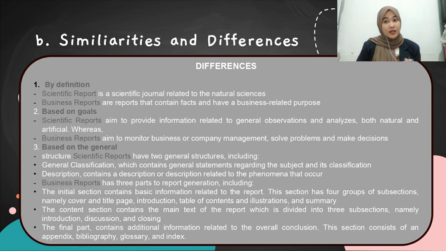The differences between these two reports are divided by several types. The first one, by definition. A scientific report is a scientific journal related to natural science, and business reports are reports that contain facts and have a business-related purpose. Second, based on goals. Scientific reports aim to provide information related to general observation and analysis, both natural and artificial. And business reports aim to monitor business or company management, solve problems, and make decisions. And lastly, based on the general structure.